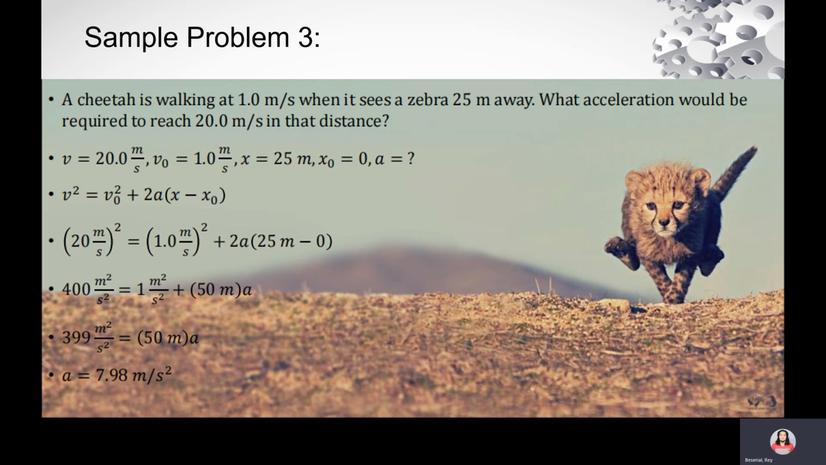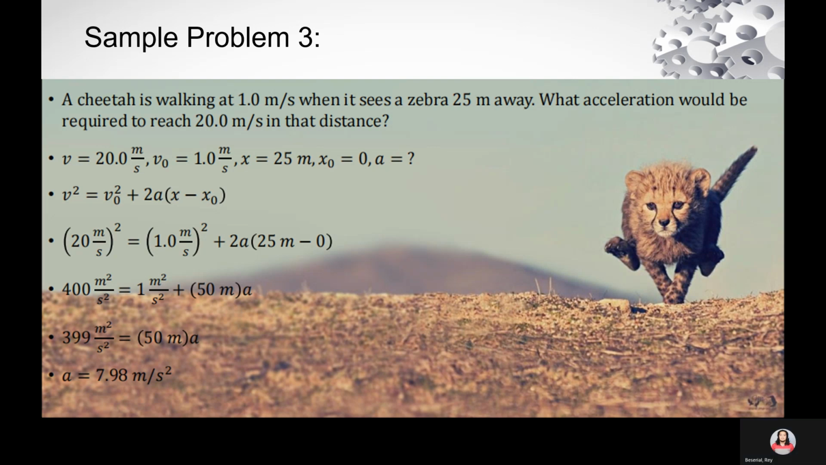So, meron tayong i-require na final velocity na 20 meter per second. So, ito na ang ating final velocity. And then, yung initial velocity natin is given at 1.0 meter per second. And then, yung ating distance, final distance na dapat ma-travel para makuha niya yung or mahabol niya yung zebra is 25 meters away, di ba? So, yung initial position niya is 0. Ano yung kanyang acceleration?